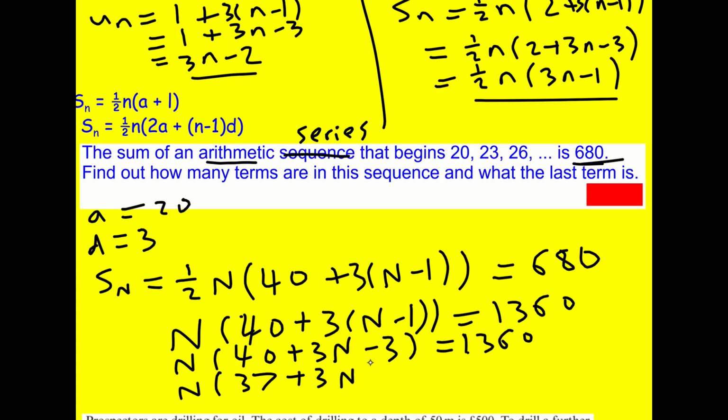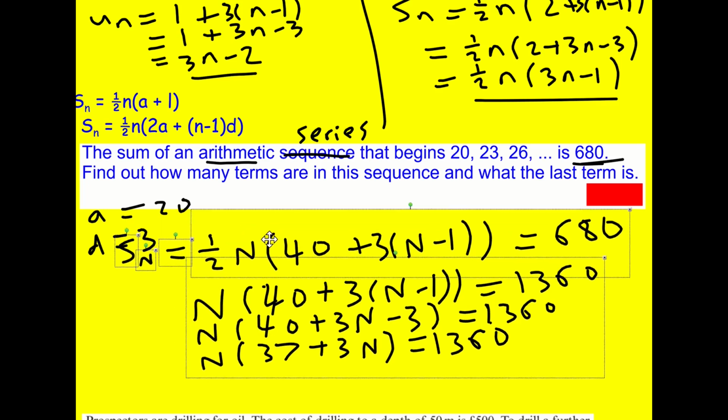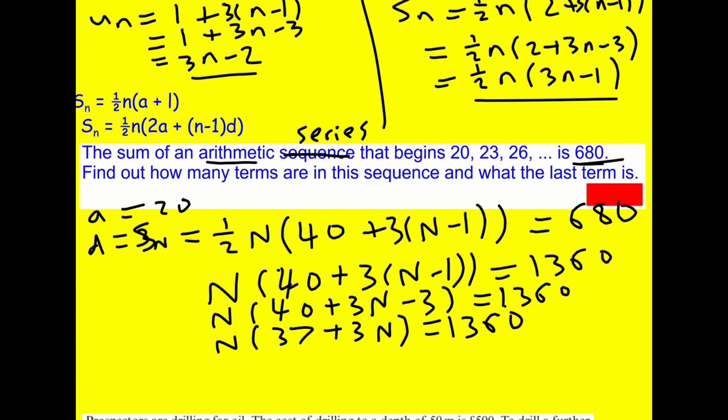Plus 3n. Just the normal way of dealing with this sort of equation. Expand it out, turn it into a quadratic. So if I expand this, I'm going to get 3n squared, add that with that one and that one, plus 37n minus 1360 equals 0. This is going to factorize because n is going to be a whole number when we're interested in it, but it might not factorize very easily. I mean, it's got to be 3n and n here.